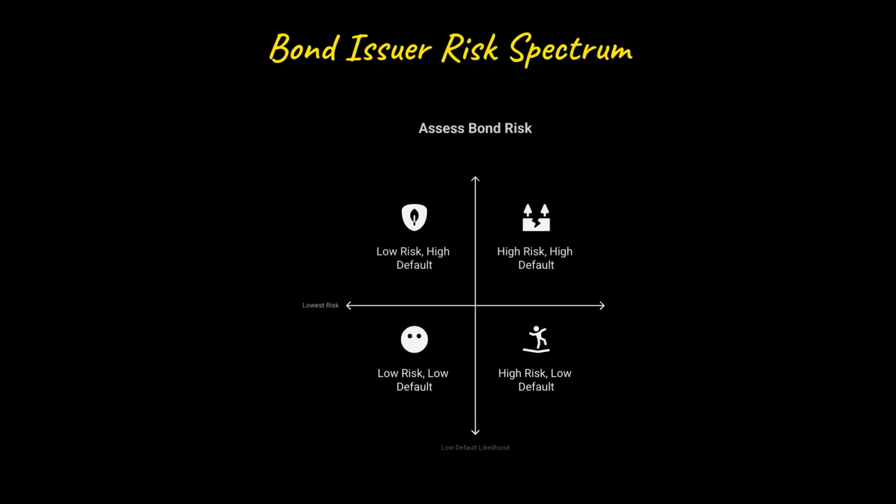Default risk rises as you move from treasury to municipal to corporate bonds. The federal government can tax nationwide and create dollars. State and local governments rely on regional revenues, and companies depend entirely on their own cash flow.